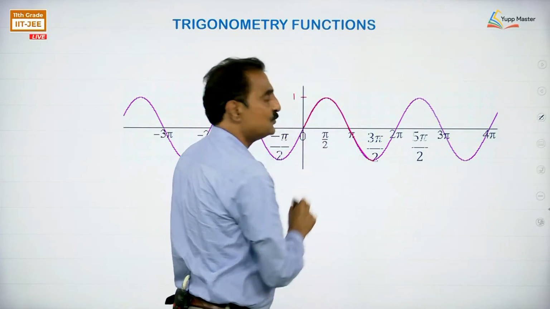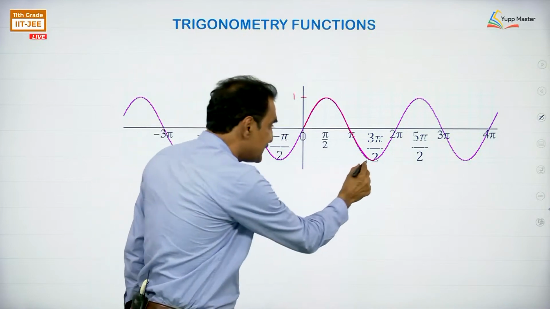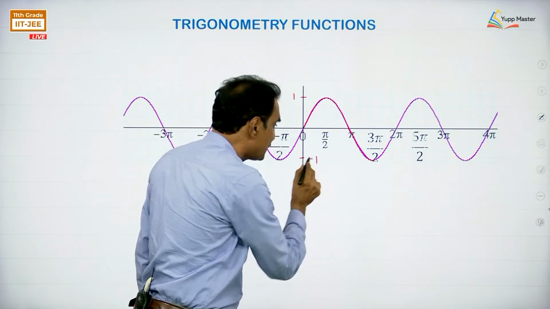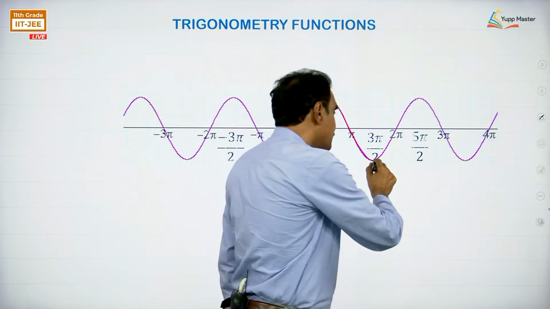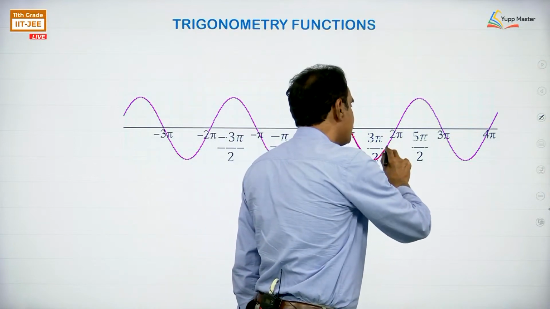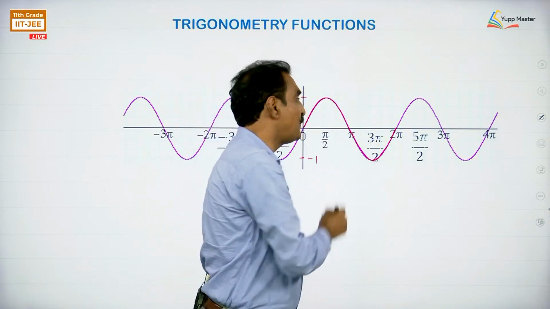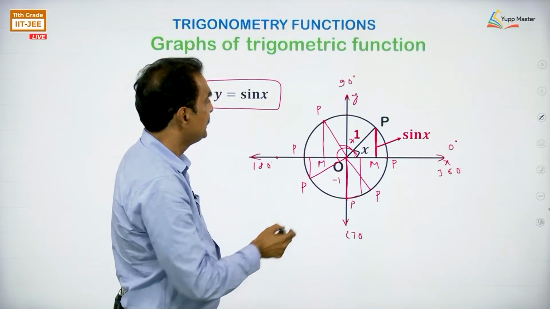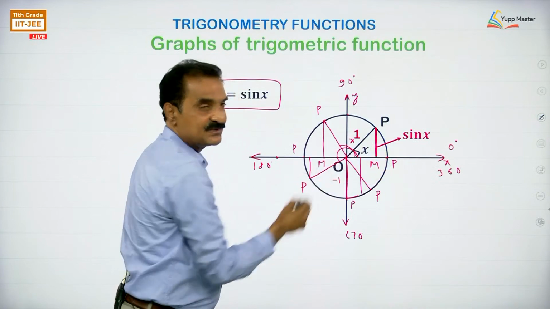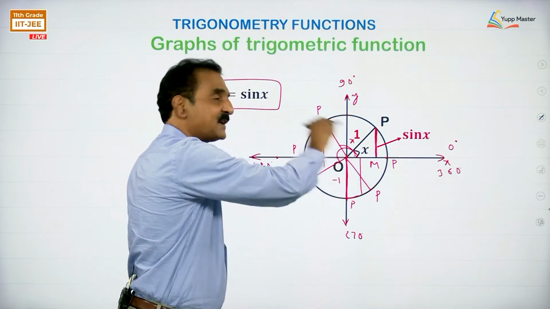At 3 pi by 2, it becomes -1. This is -1. From here, it starts increasing. At 2 pi, it becomes 0. From 2 pi, see, 2 pi means again we have reached this position. From there, the same cycle will continue.